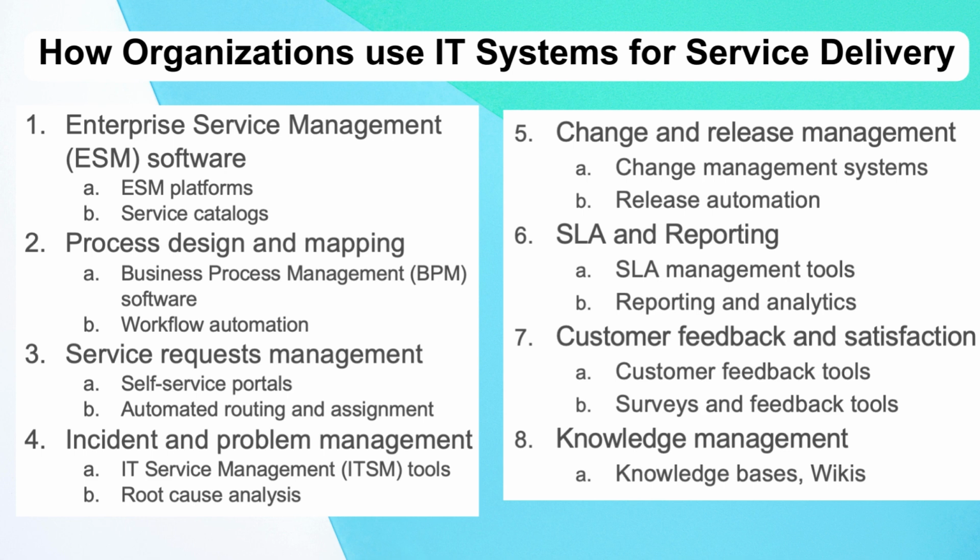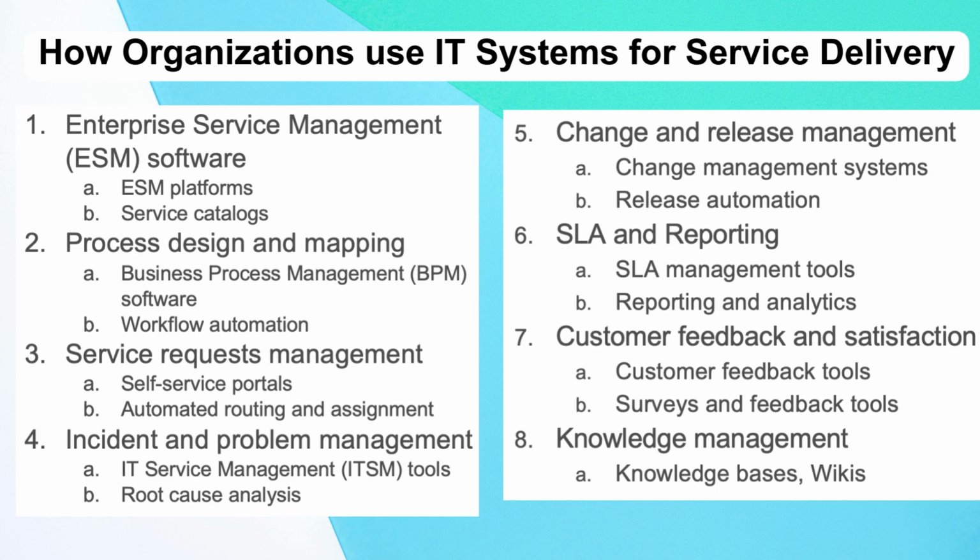Finally, let's discuss different ways and means that organizations use IT systems for service delivery. Number one, enterprise service management software, or ESM in short. ESM comes in different complexities. Some are ESM platforms that provide a centralized platform to manage and automate various service related processes across different departments and functions within an organization. On the other hand, service catalogs are ESM systems that define and document available services, allowing users to request and access services through a self service portal.